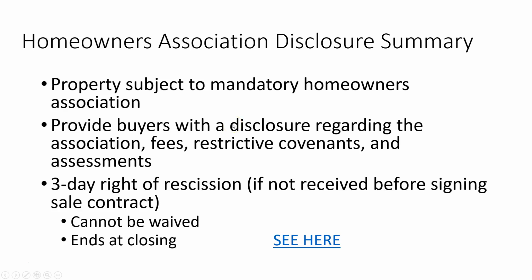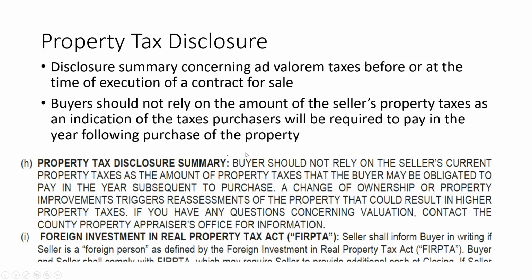We have to put in an owners association disclosure summary if the home is under a homeowners association, and this basically gives them a 3-day right to rescind the contract if they don't like the terms of the HOA and the fees. We also have to put a property tax disclosure on the sale contract indicating that the taxes we see now may not be the same as the taxes you'll pay next year because they may be increased.